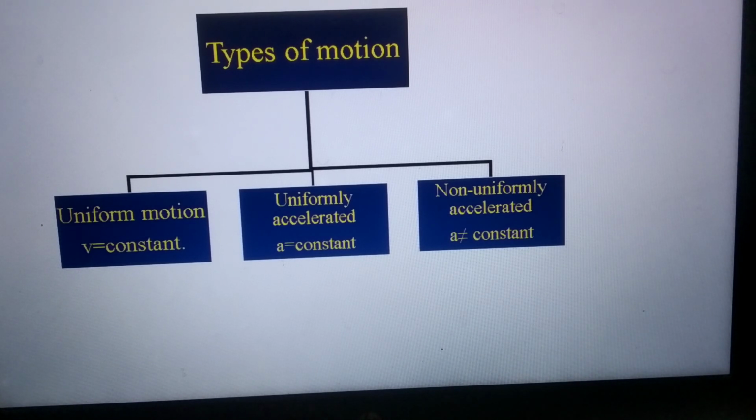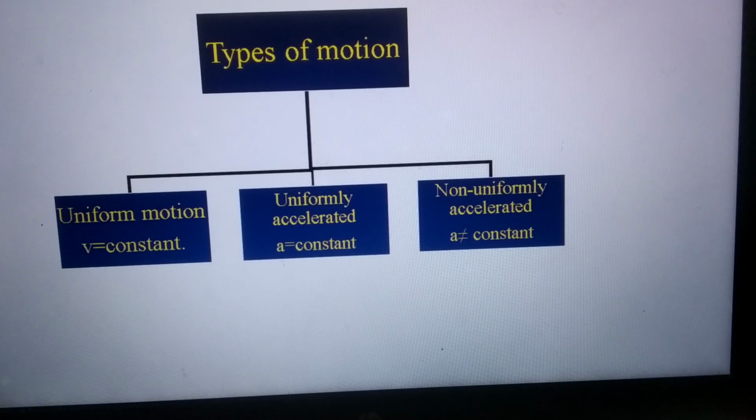Motion can be classified mainly into three parts. One is uniform motion, another is uniformly accelerated motion, and the next one is non-uniformly accelerated motion. This classification is basically based on the velocity and acceleration of an object, how velocity and acceleration are changing with respect to time. In uniform motion, the velocity of an object remains constant with respect to time, meaning it is not changing with respect to time. This type of motion will be called uniform motion.